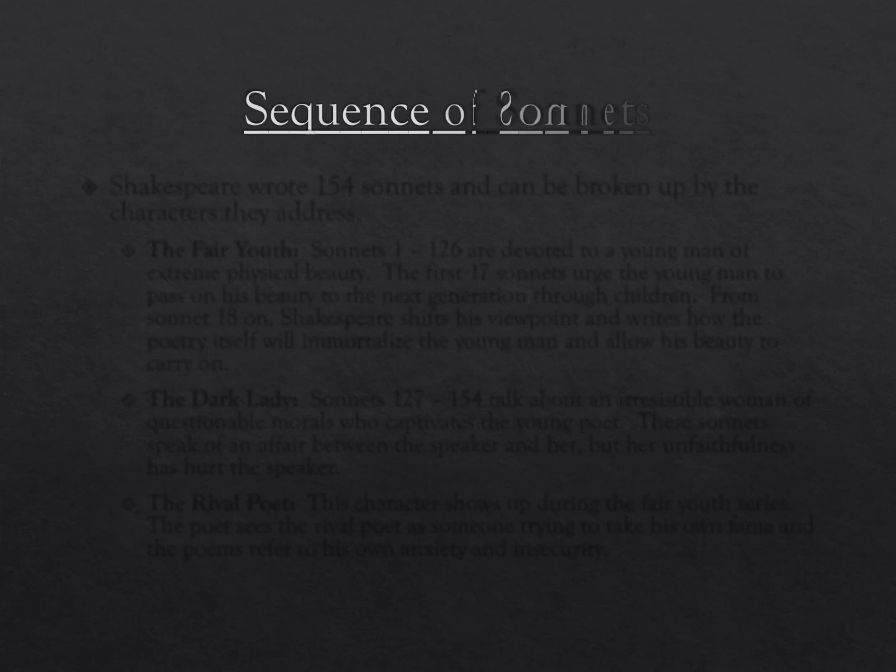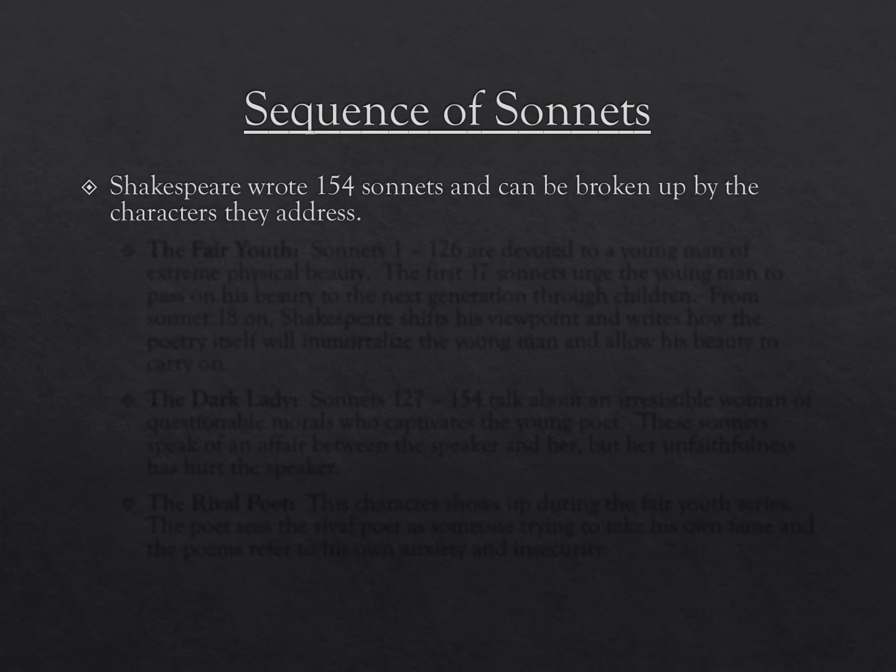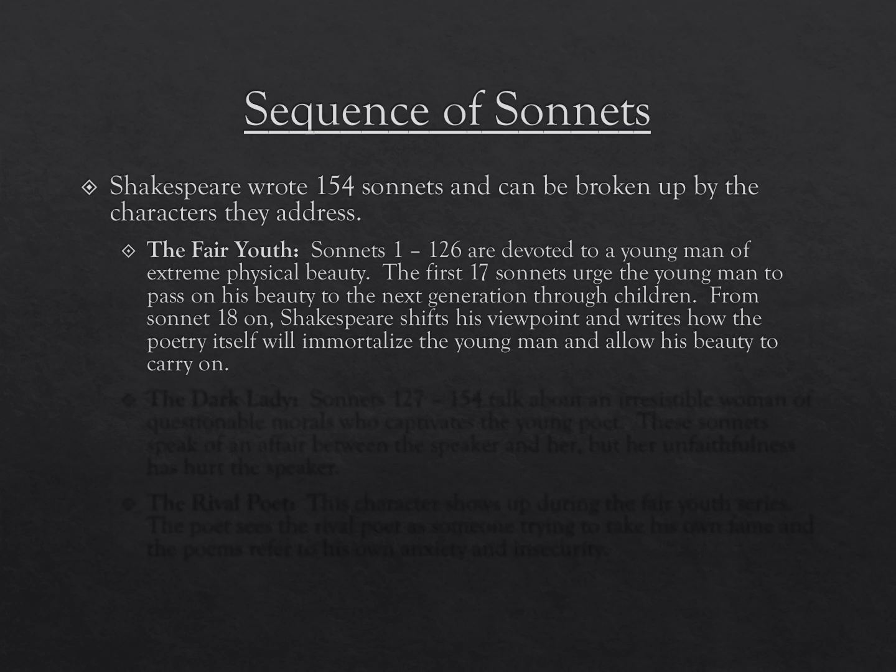So, sequence of sonnets. Shakespeare wrote 154 sonnets and they can be broken up by the characters they address. Fair Youth, sonnets 1 to 126, are devoted to a young man of extreme physical beauty.